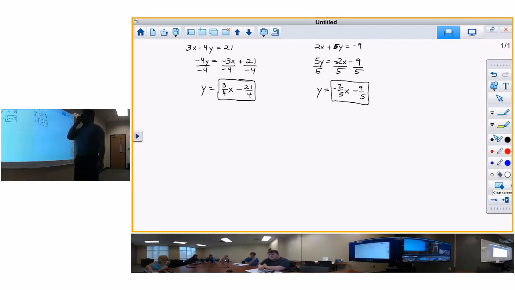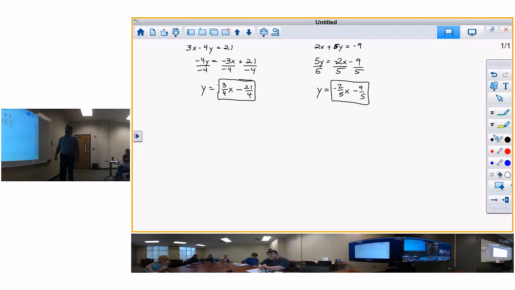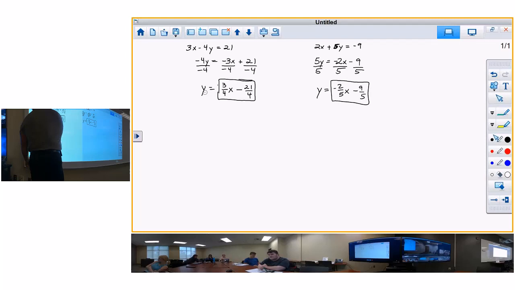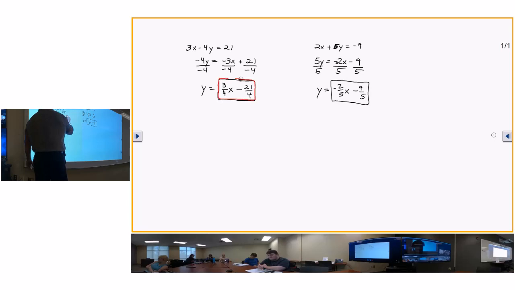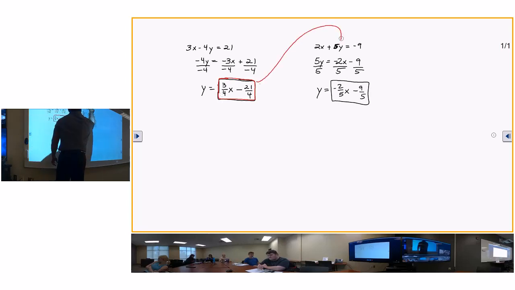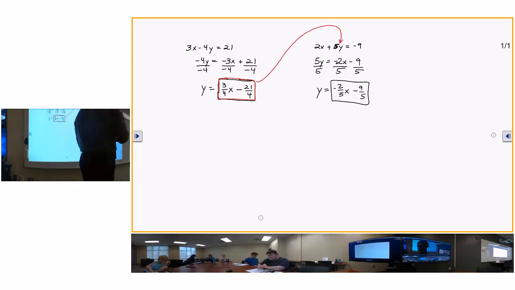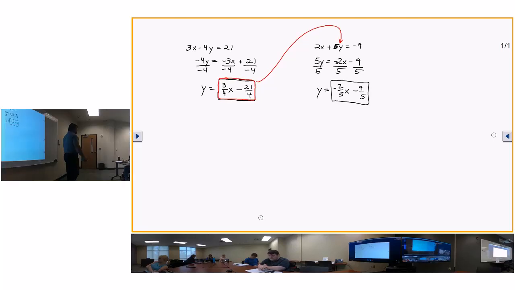Okay, so now I'm going to use substitution. My favorite is elimination, but I'm going to use substitution. I've got this one solved for y, so I'm going to take this guy right here and plug this guy into what? Right there. So do that. Now you could go either which way you want to. You can solve for x and plug in for x. It doesn't matter what you substitute.